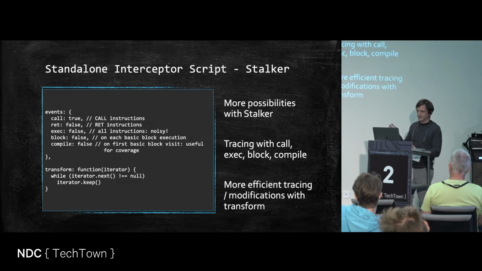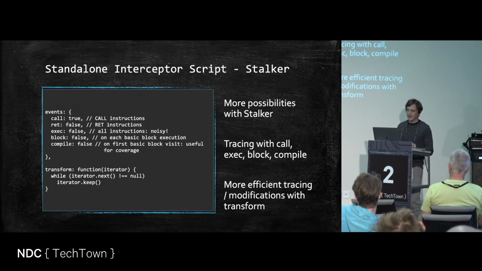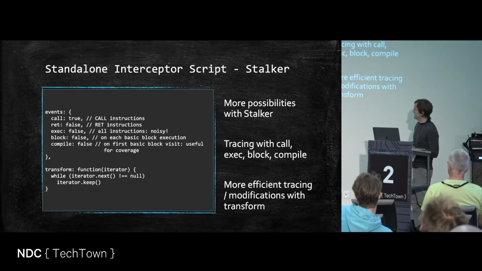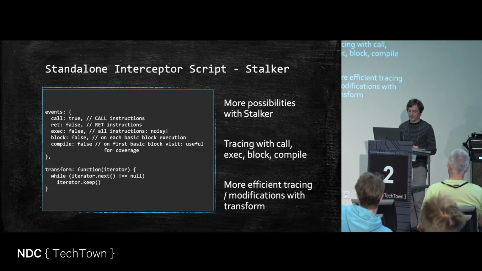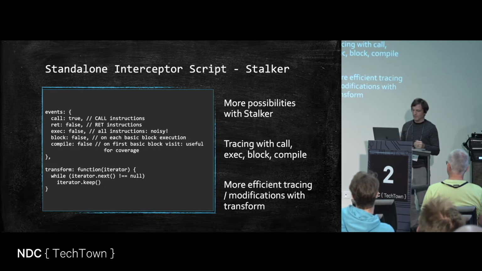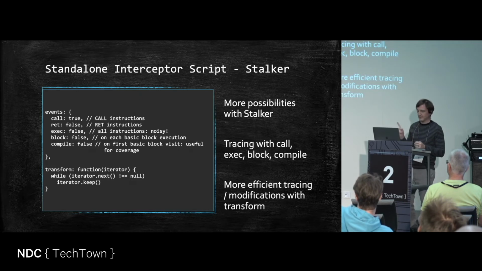And any instrumentation it needs to add, it adds to that, and then it jumps to that new instrumented basic block instead of the original one. And so this compile event is basically saying, let me know when a new basic block is encountered and when the instrumentation is taking effect. And so that can be useful for coverage data. So if you're just trying to see what basic blocks were hit at all, this is going to show you on each first time a basic block is hit, it'll let you know.